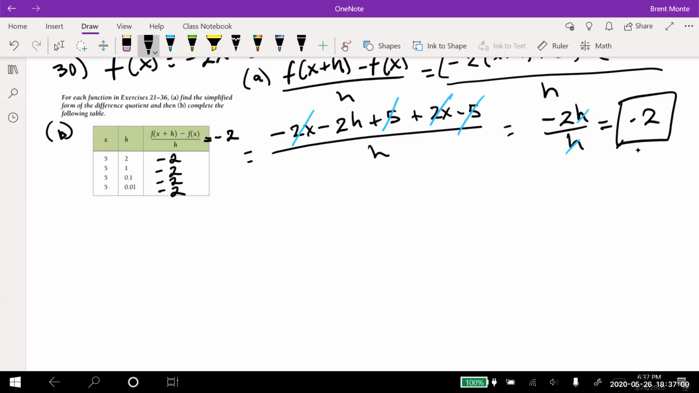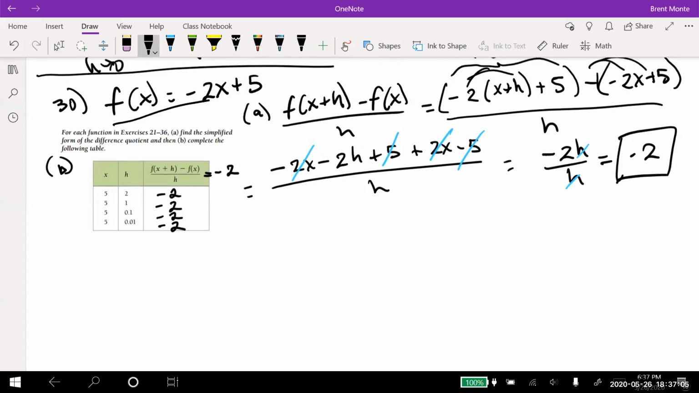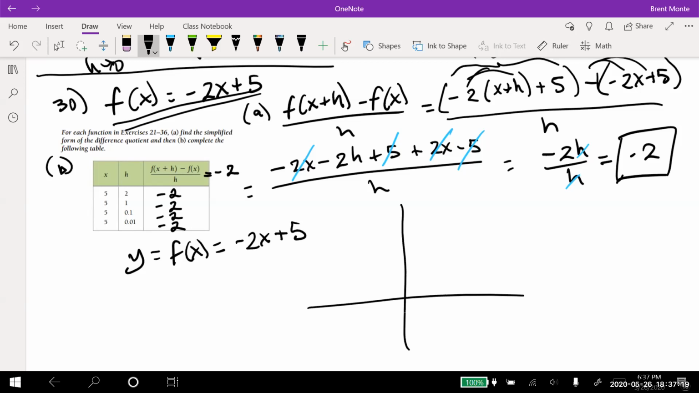Let me show you a picture of what that means. Because remember, the original function here, f of x or y, remember that's what f of x means, is -2x plus 5. That's a line. If I were to graph this, I start up at 5, 1, 2, 3, 4, 5. I go down 2 and right 1, right? That's my slope. And I can draw my picture. So the graph of the function is this line right here.